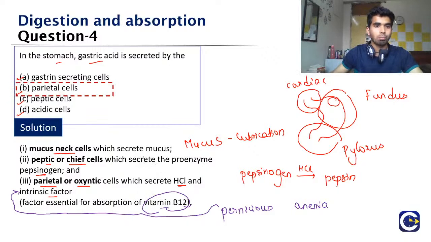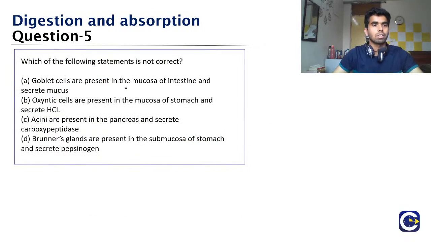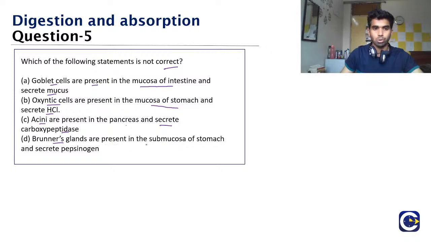So the answer is option B, that is parietal cells. Now coming to the next question. Which of the following statements is not correct? Option A, goblet cells are present in the mucosa of intestine and secrete mucus. Option B, oxyntic cells are present in the mucosa of the stomach and secrete hydrochloric acid. Option C, acini are present in the pancreas and secrete carboxypeptidase. And option D, Brunner's glands are present in the submucosa of stomach and secrete pepsinogen.